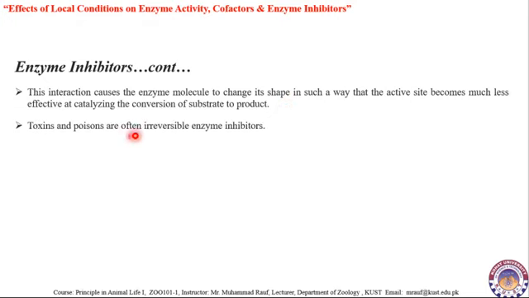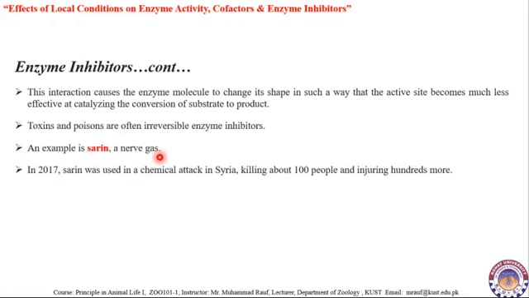Toxins and poisons are often irreversible enzyme inhibitors. Toxins and poisons, once they get attached to the enzymes, then this reaction cannot be reversed. One of the examples is sarin. Sarin is a nerve gas, and this gas was released in one of the Middle East countries, and it resulted in the martyrdom of 100 people and injuring 100 more.